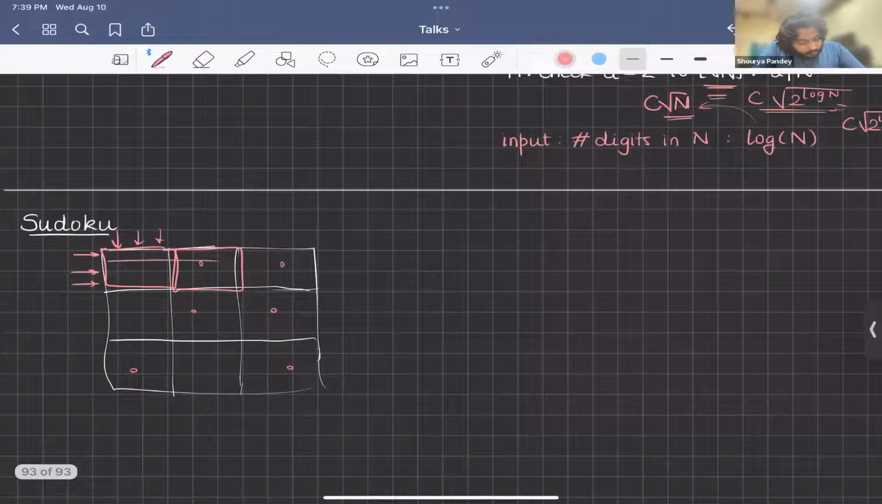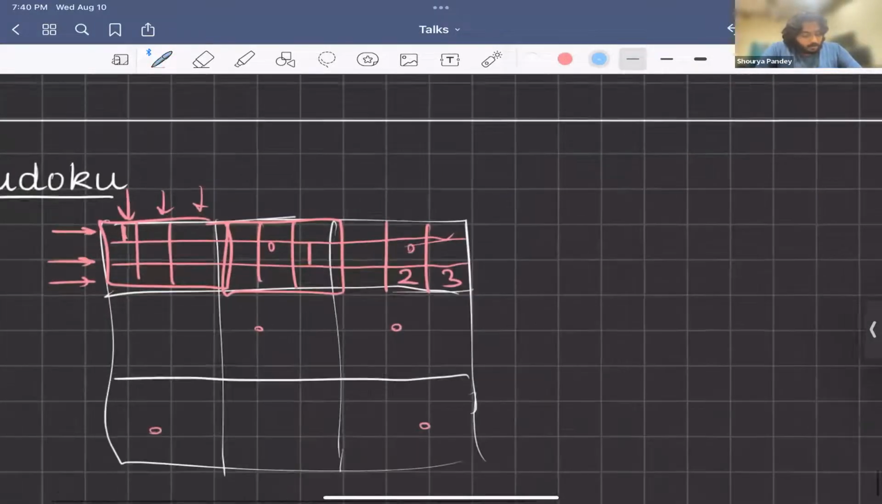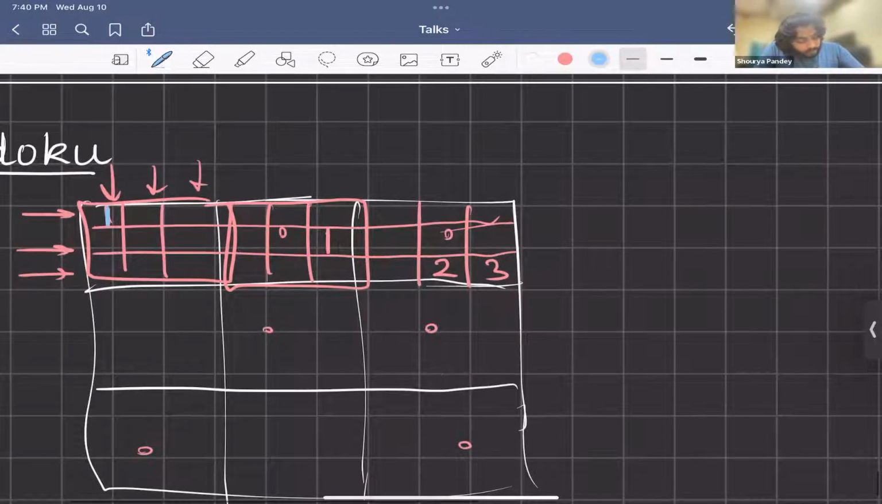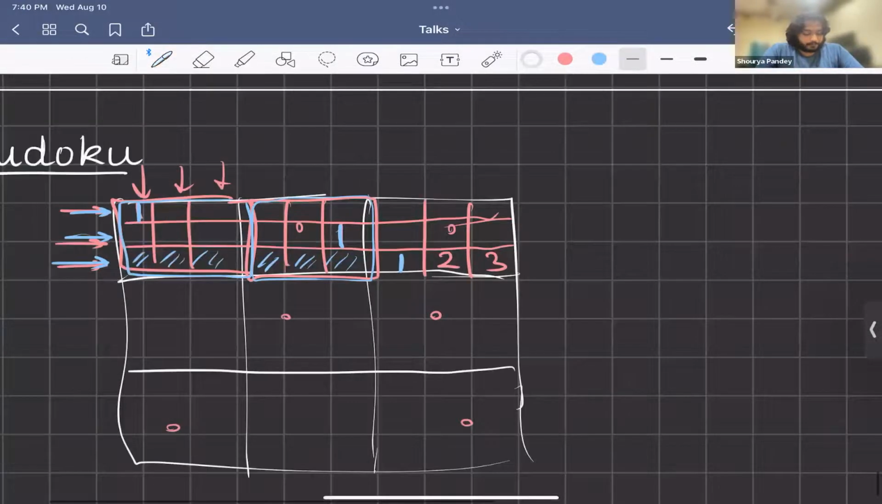So just as an instance, suppose these are my rows. I'm just representing the first thing. Suppose I have a 1 here and a 1 here, and I have a 2 here and a 3 here. Since there's a 1 in this row, a 1 in this row, there can't be a 1 here or here. Actually, because there's a 1 in this box and there's a 1 in this box already. And so in this row, the 1 can only be here.